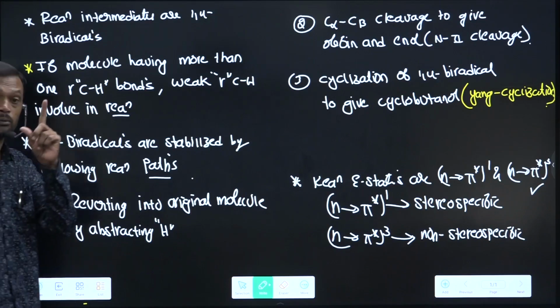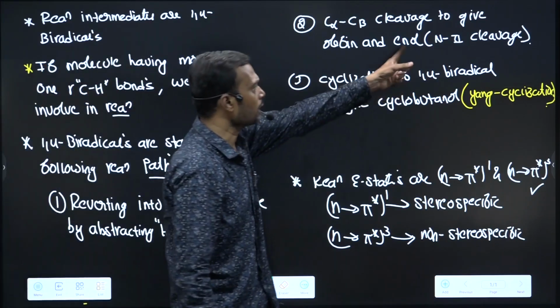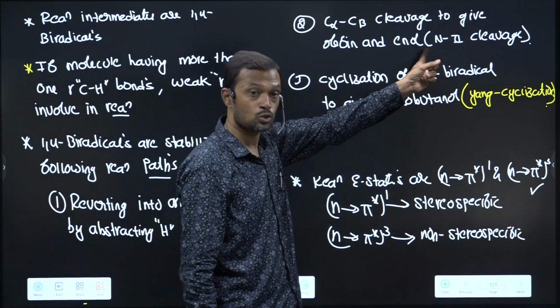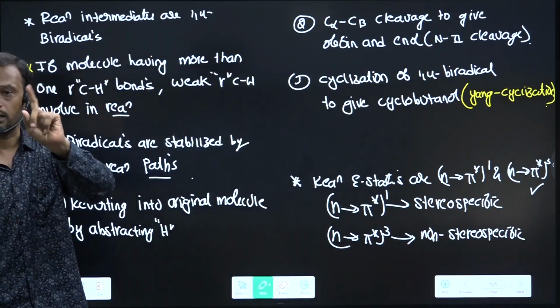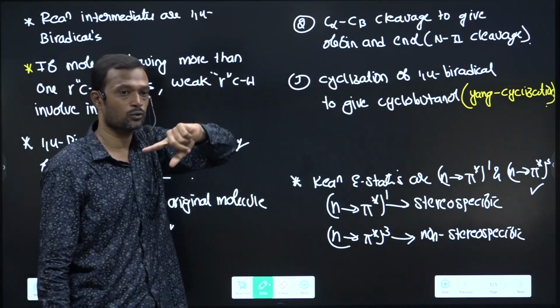But for Norrish II, if they mention cleavage, Norrish II cleavage, write this answer. Norrish II reaction means all. Norrish II cleavage, only C alpha C beta cleavage is possible after the 1,4 biradical.